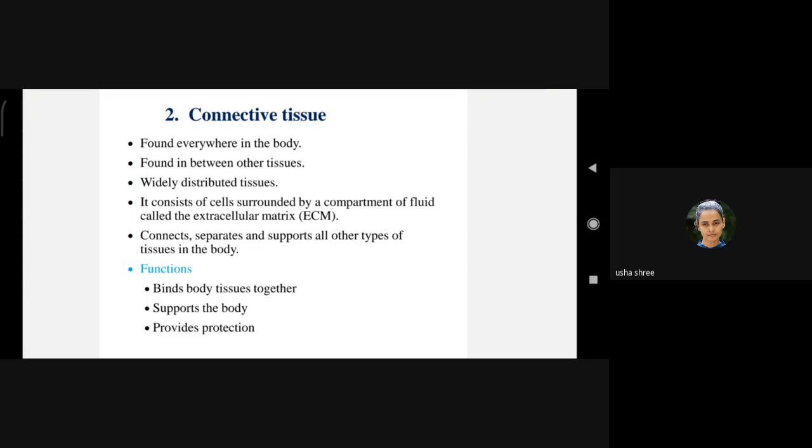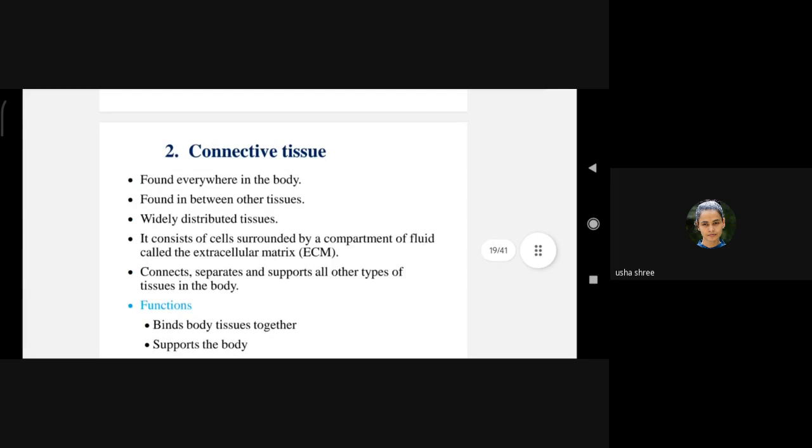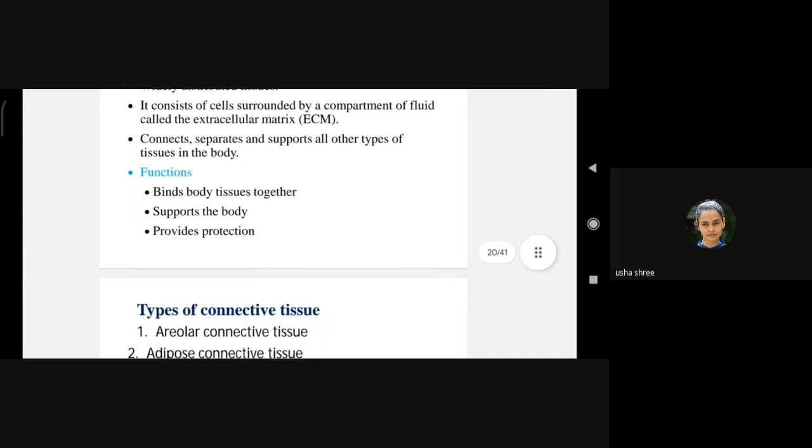So as it is found everywhere in the body, it connects every part of the body to different parts, and it separates different parts of the body and supports all other types of tissue in the body. Main functions are to bind body tissue together, support the body, and provide protection.